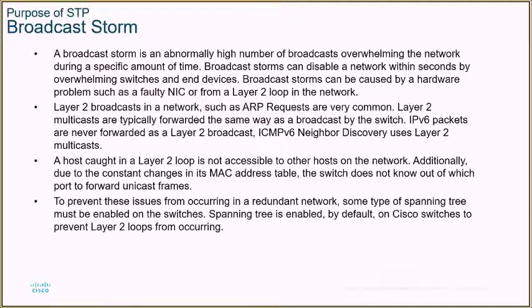A host caught in a Layer 2 loop is not accessible to other hosts in the network. Additionally, due to the constant changes in its MAC address table, the switch does not know out of which port to forward unicast frames. To prevent these issues from occurring in a redundant network, some type of spanning tree must be enabled on the switches. Spanning tree is enabled by default on Cisco switches to prevent Layer 2 loops from occurring.